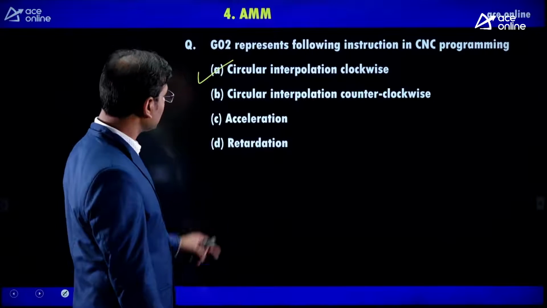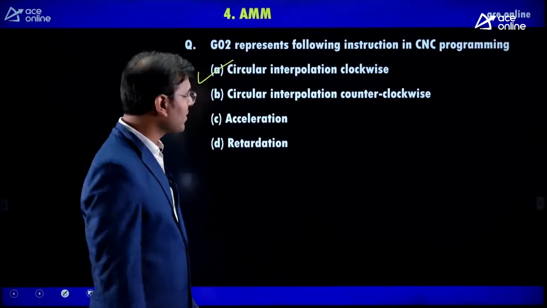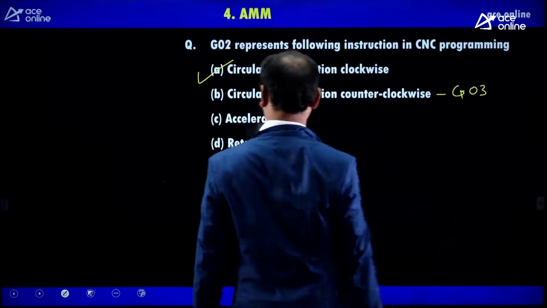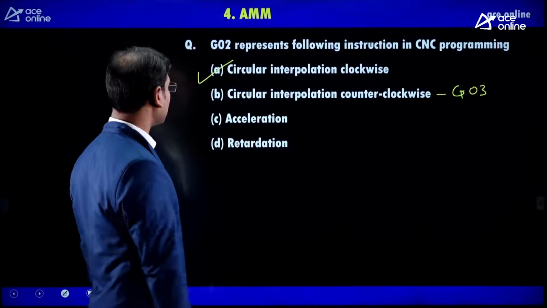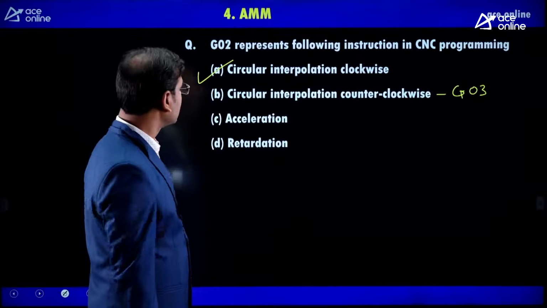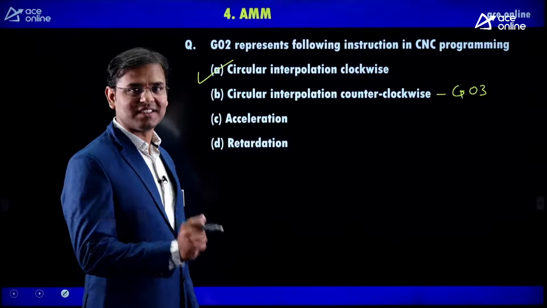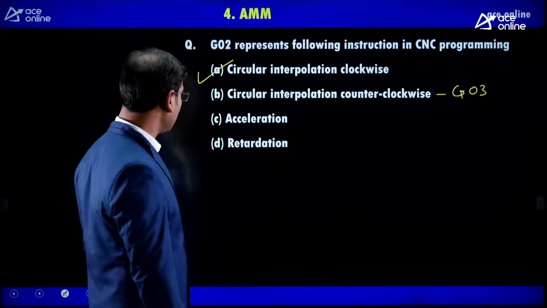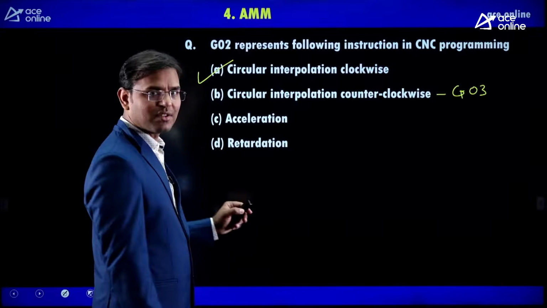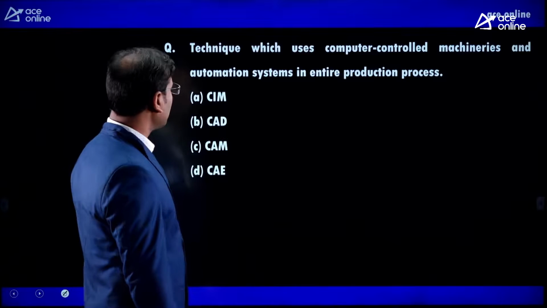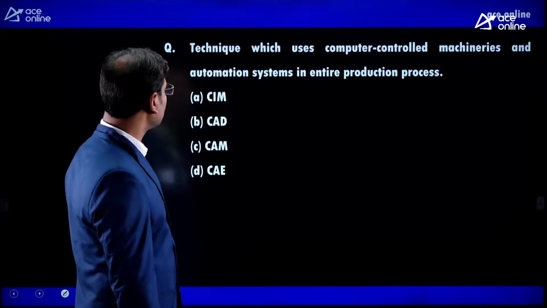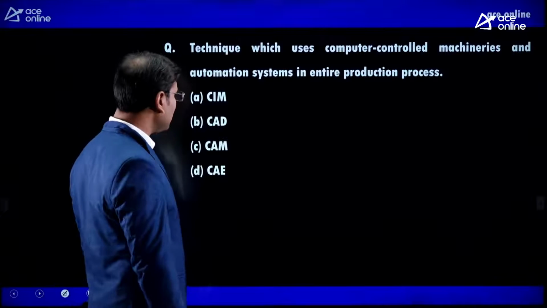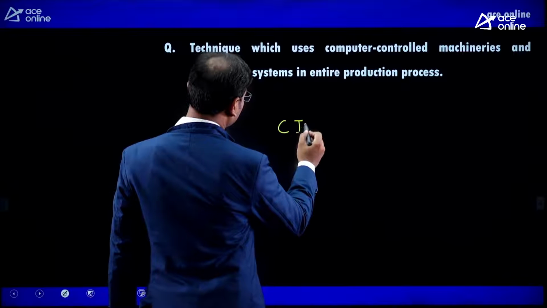Here also you can see the option circular interpolation counterclockwise, but for counterclockwise the G03 is the option. Then the correct option, guys, is option A: circular interpolation clockwise, G02. If they are asking G03, then it is circular interpolation counterclockwise. Then acceleration and retardation is also not correct here. Next, the technique which uses computer controlled machineries and automation system in the entire production process. Guys, what is the meaning of computer integrated manufacturing?